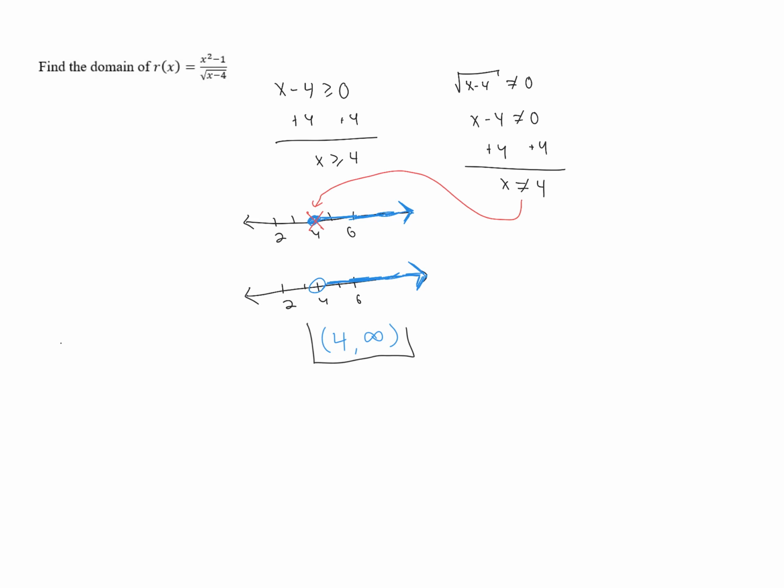This one was just a little bit more complicated because there was a value in our original possible domain that would have caused a 0 in the denominator, so we've got to throw that out, and it changes our answer just a little bit.